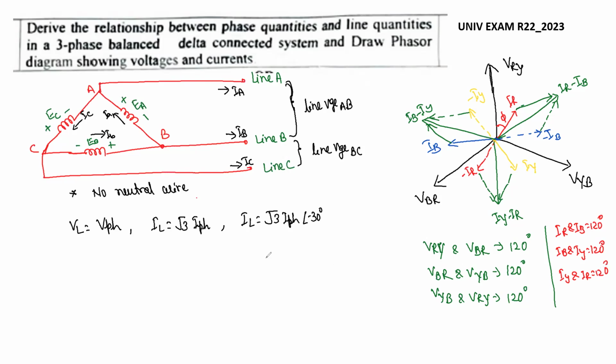So like this, we have to plot the phasor diagram, and you can show the relation between all the lines with the line current and the phase current. Okay. Thank you.